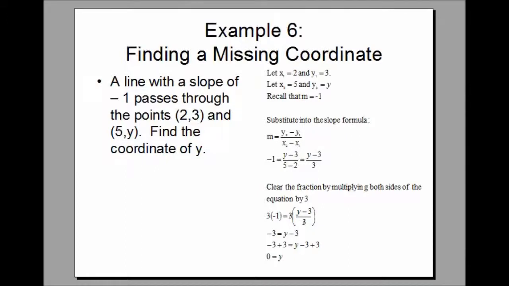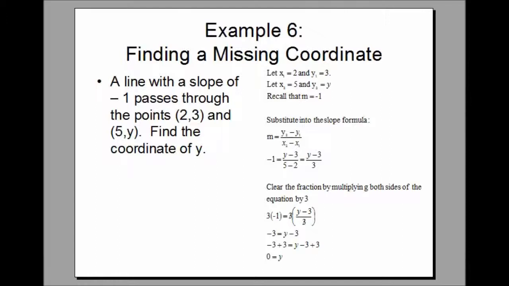Example 6. Find a missing coordinate. We're given a line with a slope of -1 and told that it passes through the points (2, 3) and (5, y). Find the coordinate of y. Arbitrarily, I've let x1 equal 2 and y1 equal 3, x2 equal 5, and y2 equal just y, which is what we're trying to find. And recall that m equals -1.